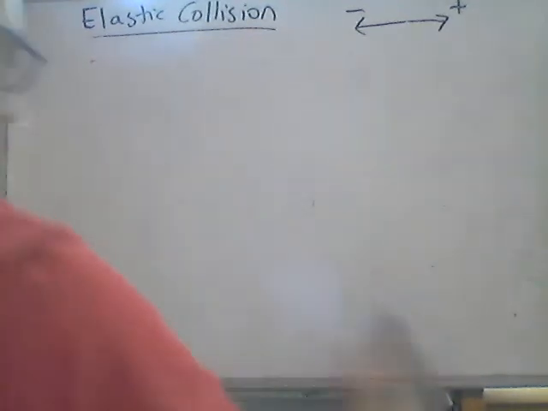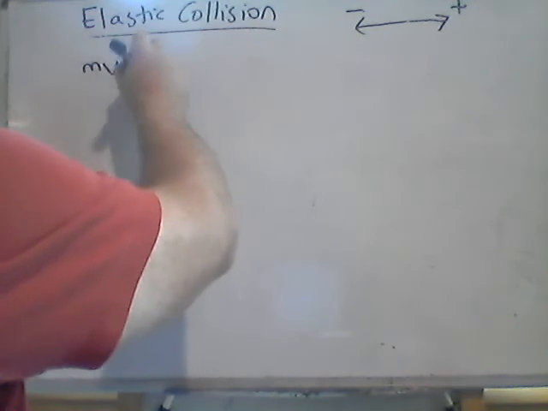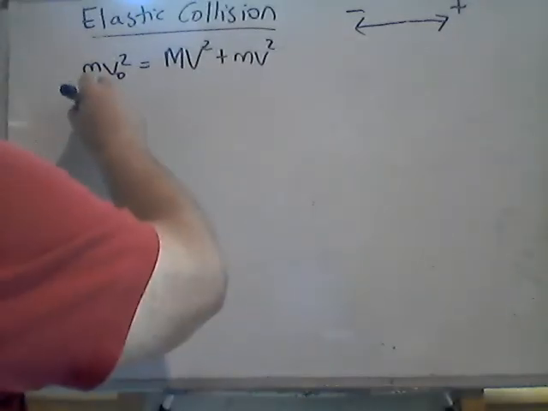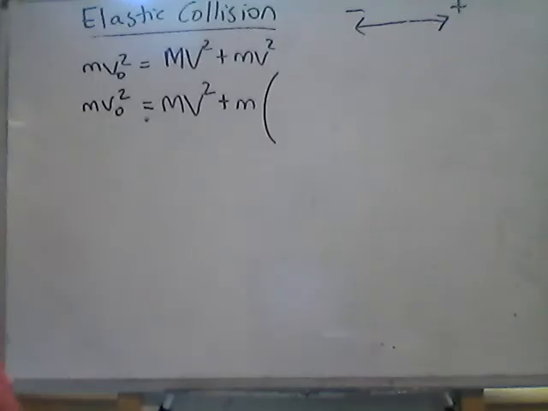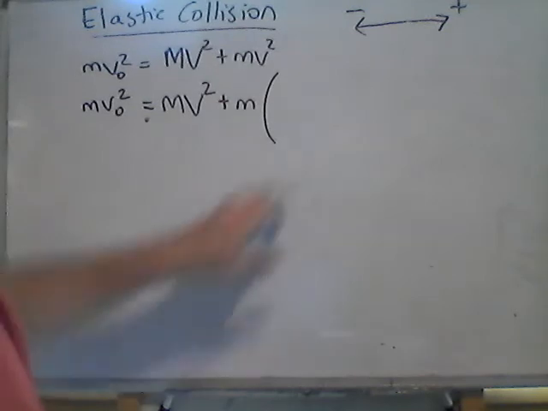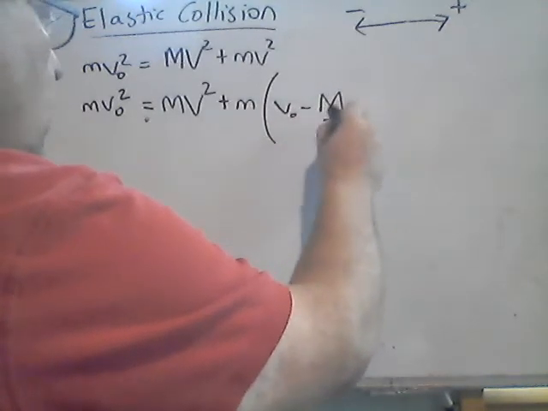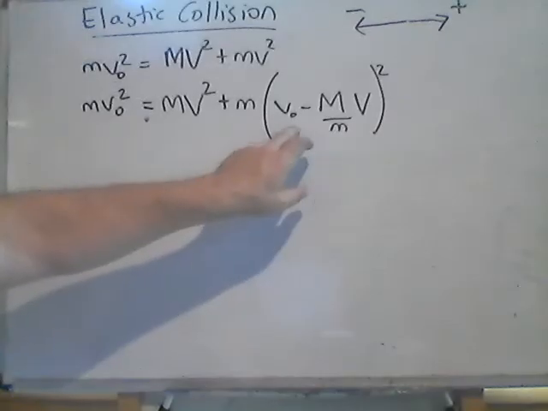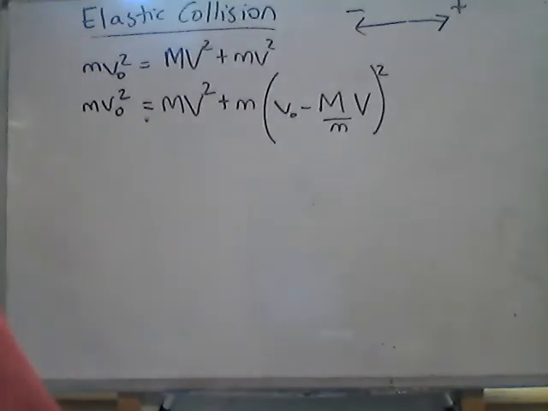All right, so that second equation is what? Well, it normally was m v naught squared is big M, big V squared plus little m v squared. But now it's going to be m v naught squared equals big M, big V squared plus little m times what I solved for before. So I'm plugging that equation back in, and instead of v squared, I get v naught minus big M over little m times big V, squared. All I did is take that first equation, solve it for v and substitute it in. And the nasty thing I have to do now is square this out. That's the not so pretty thing. But if you look, there's no more little v. It's gone. Now I have to solve for big V. All right, so here we go.